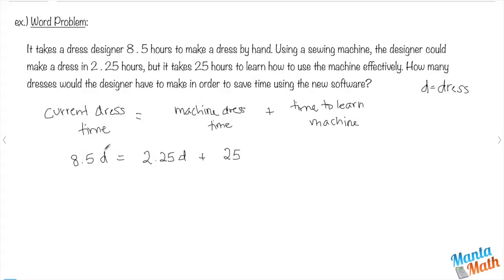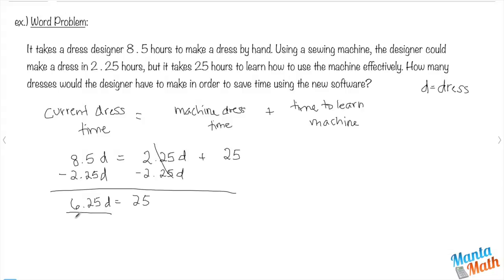Again, we can see an 8.5D on this side and a 2.25D on this side. We want to take the smaller number away from the bigger number, so subtract 2.25D from both sides of the equation. This cancels out on your right side. And 8.5D minus 2.25D is 6.25D and equals 25. We want to get D by itself, so divide both sides by 6.25. This cancels out on our left side and leaves us with D equals 4.